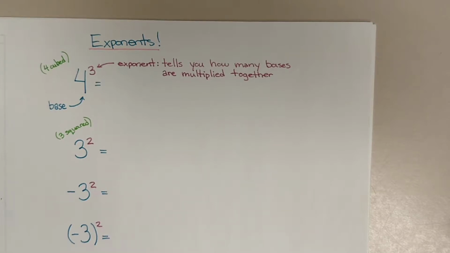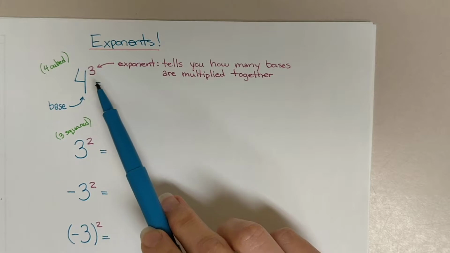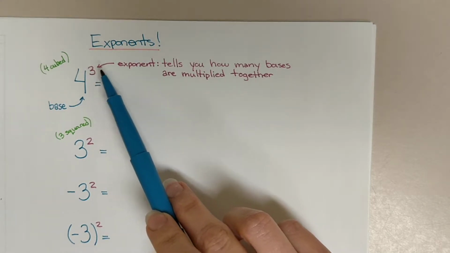So this video is going to be a little refresher on exponents. If we look at our first example at the top of the page, we have 4 to the power of 3. We can also express that or call it 4 cubed. Anything to the power of 3, we can say that it's cubed. In this example, we've got our base labeled, so 4 is our base, and we've got our exponent labeled, so 3 is our exponent.